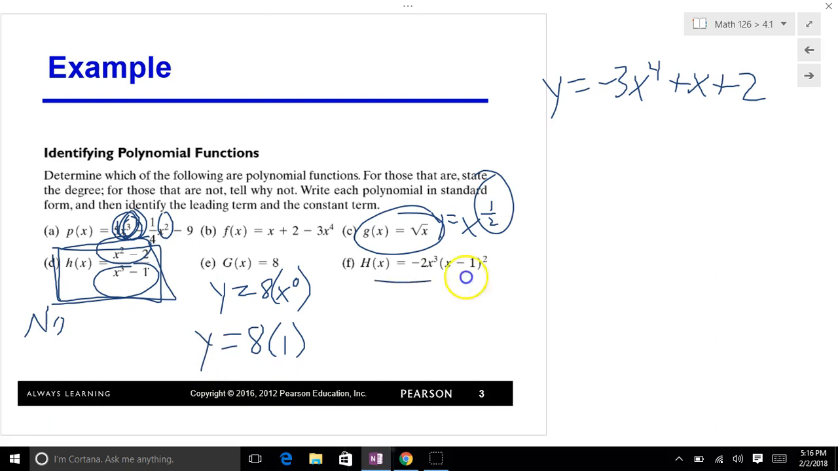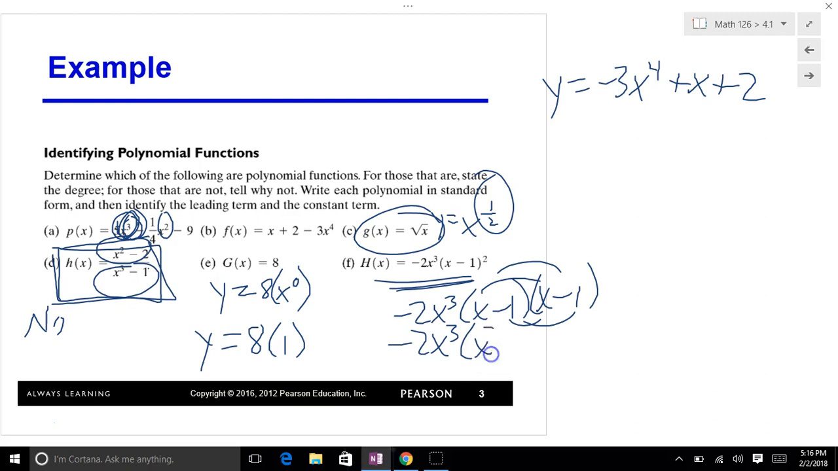This one here, the end one, is also a polynomial function. You might want to think about expanding this to see it. So you've got negative 2x to the third, then you expand this. You got x squared minus 2x plus 1, and then you'd expand that. So that becomes negative 2x to the fifth plus 4x to the fourth minus 2x to the third.